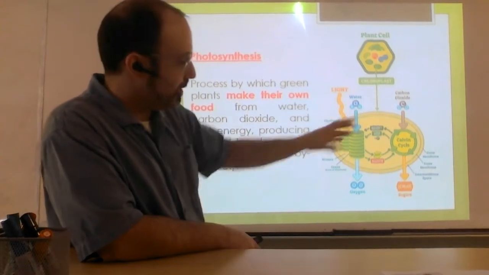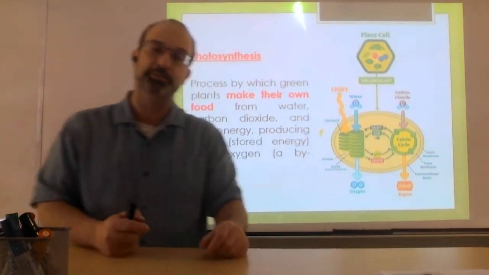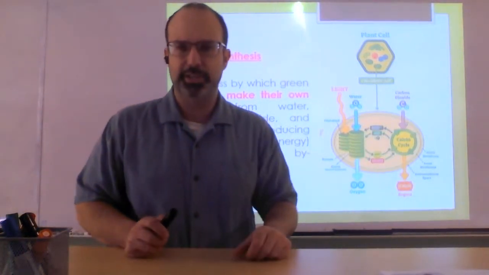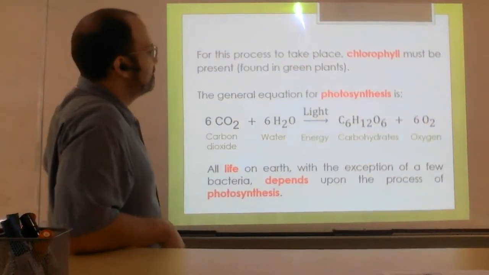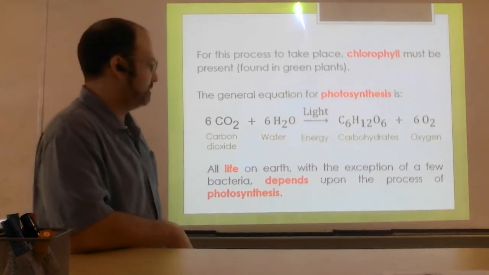And there you go. There's a bunch of steps and details in there, and if you decide you want to become a botanist and learn all the details about this, go right ahead. But that's the basics. This is the basics of how these things are coming together, and you know these basics. You've done them before. You've seen them before. For this process to take place, the chlorophyll must be present, which is found in green plants.